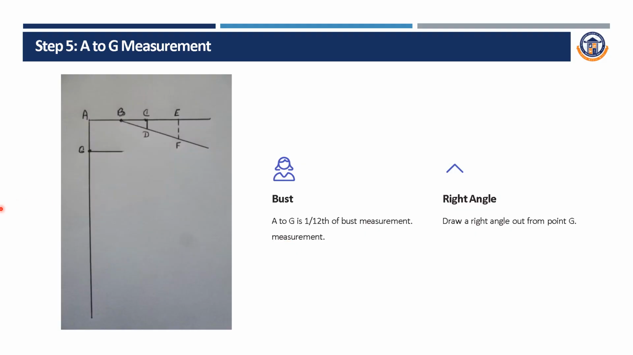From G, make a right angle outward to shape the bust area. To mark or shape the bust area, you make a right angle line outward from that particular point G.